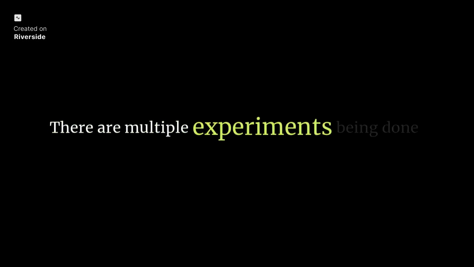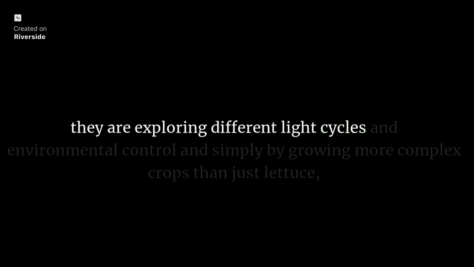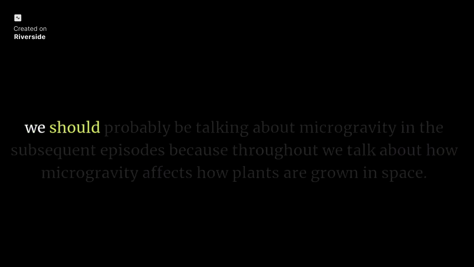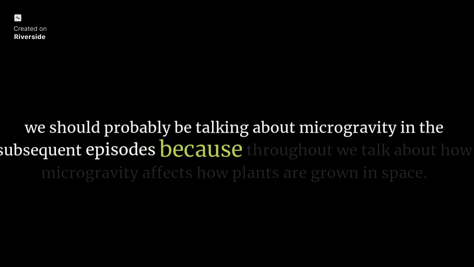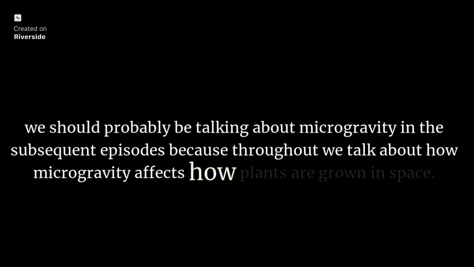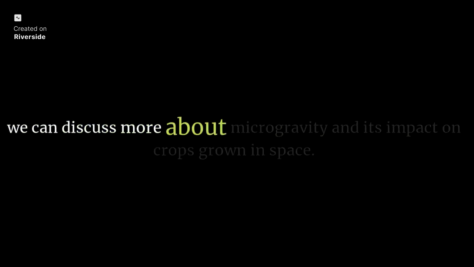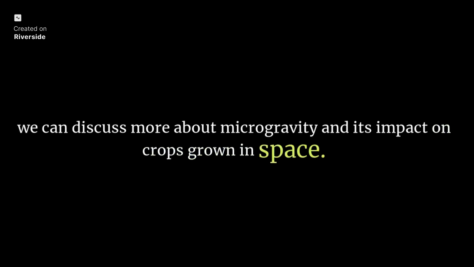There are multiple experiments being done, and they are exploring different light cycles and environmental control, and simply by growing more complex crops than just lettuce. We should probably be talking about microgravity in the subsequent episodes, because throughout we talk about how microgravity affects how plants are grown in space. So we can discuss more about microgravity and its impact on crops grown in space.